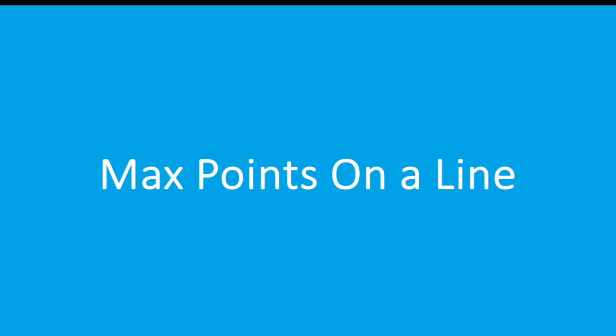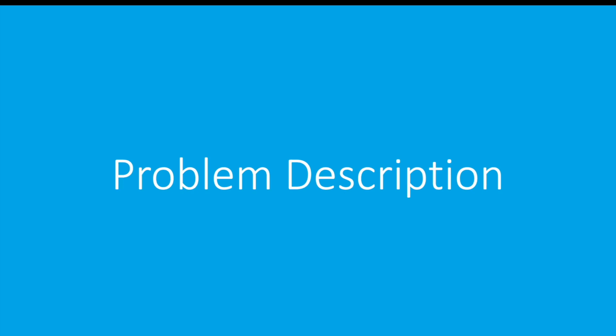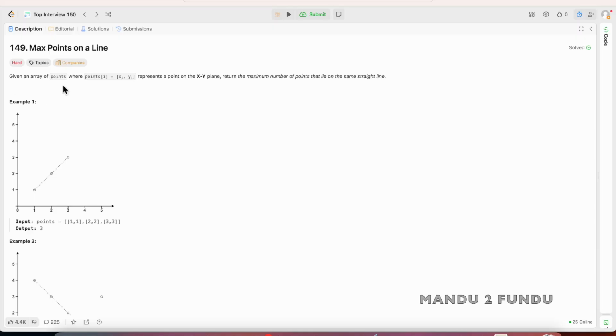In this video, I'm going to discuss the solution for finding the maximum number of points on a line. Let's look at the problem description. We are given an array of points where points[i] = [x, y] represents a point in the XY plane. And we have to return the maximum number of points that lie on the same straight line.